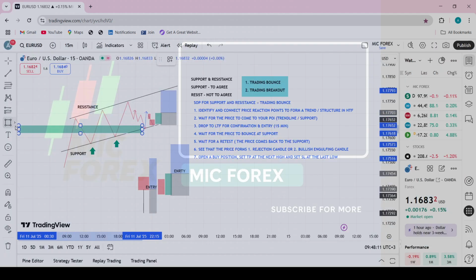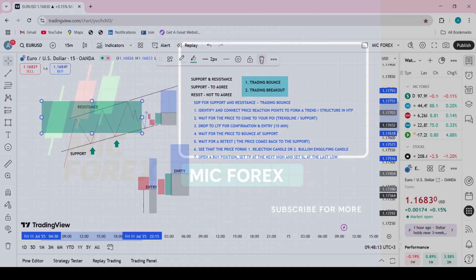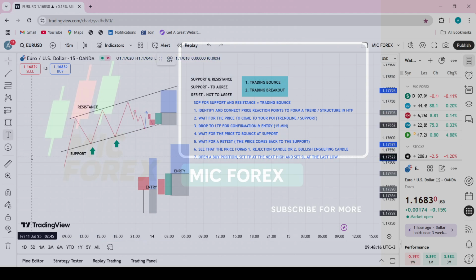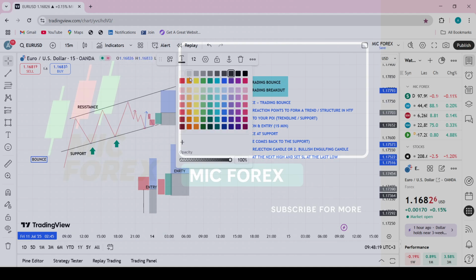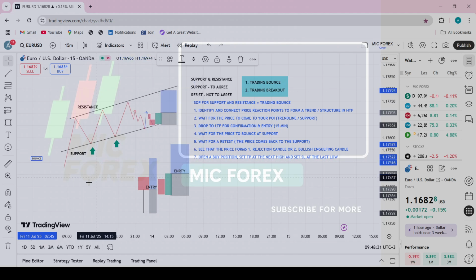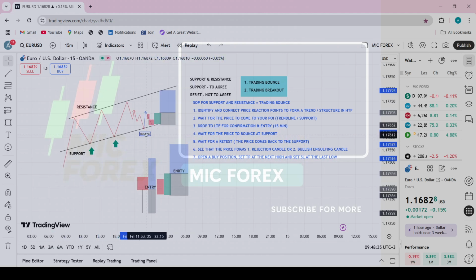Sorry for that. This is where the bounce happens. The bounce happens at this particular point. The bounce is here. The bounce is there, and then this is a retest. What is this?